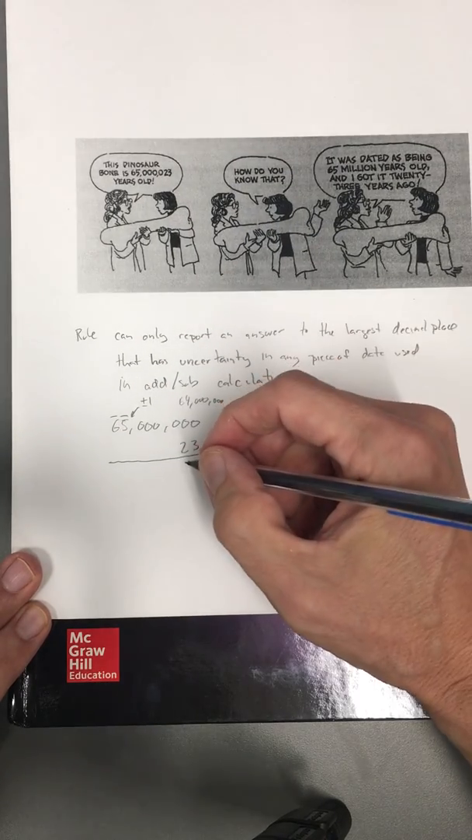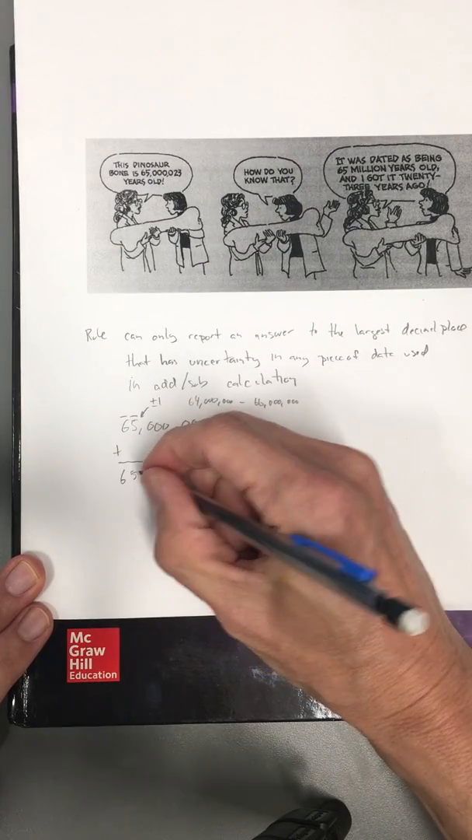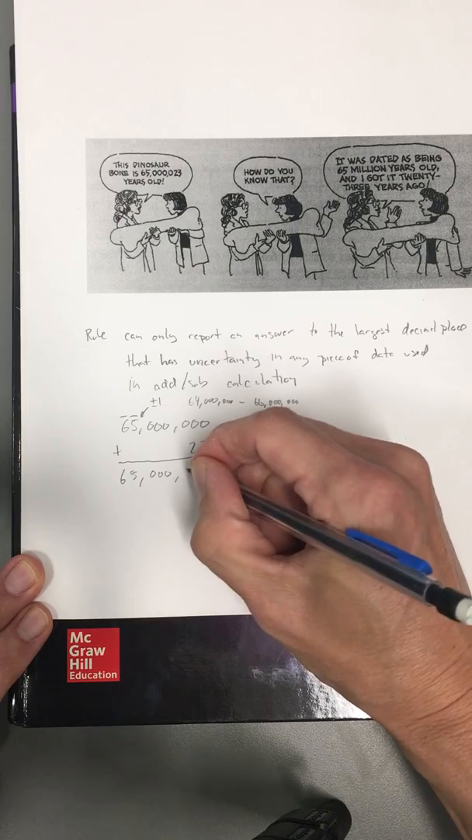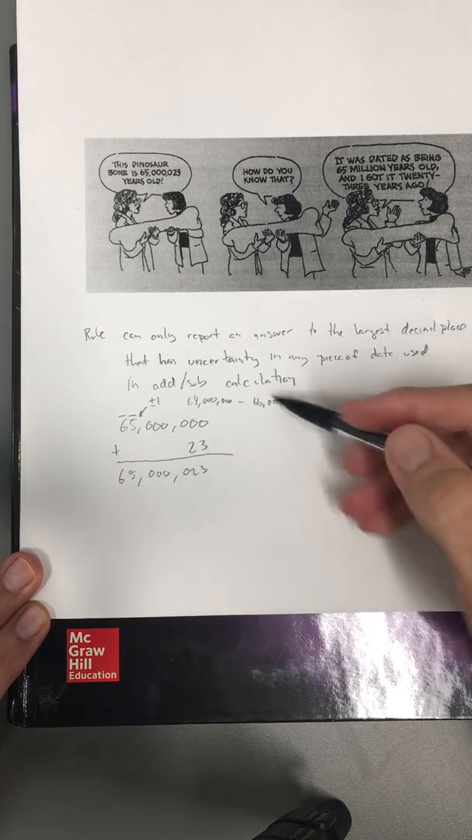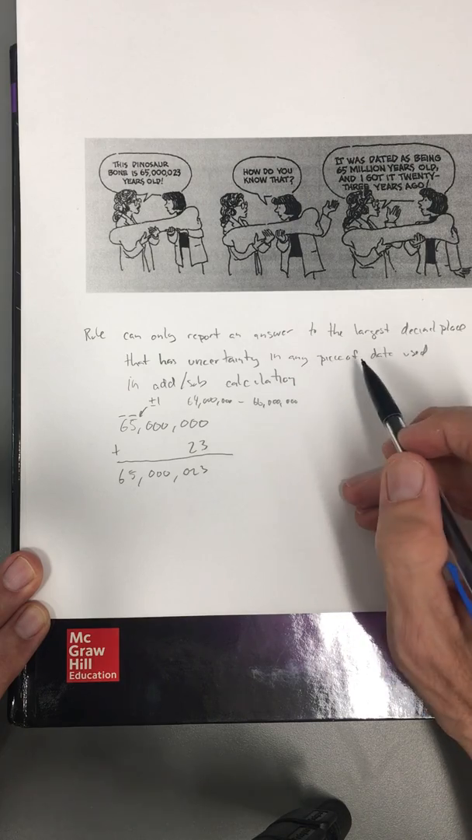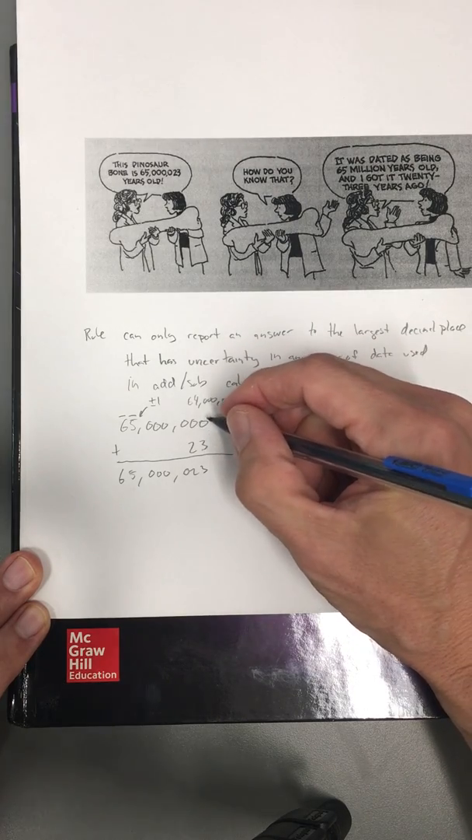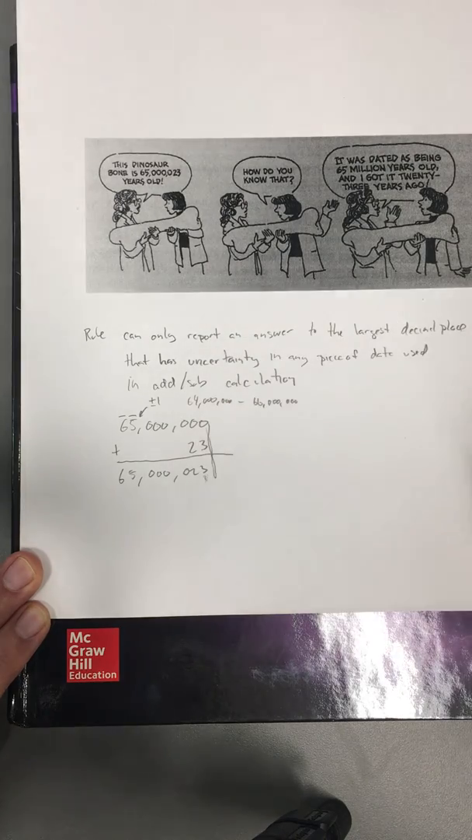But the way we're going to add these together to get the total age is first we just do the math. And you would, of course, get 65 million and 23, just like the scientist did in the problem. However, what we're saying here in our rule is we can only go to the largest decimal place that has uncertainty in any piece of data. Well, in the first piece of data, the uncertainty is in the ones place. And so we could, in theory, go to the ones place.